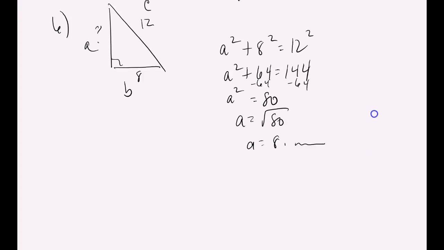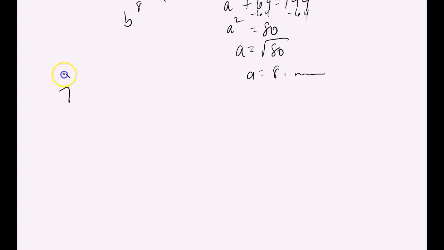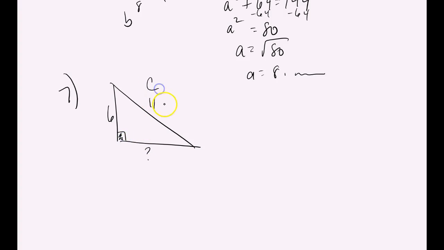All right, number 7. This is a 6, and that's an 11. So we're looking for the bottom of this triangle. Which one of them is C? Well, C's across from the right angle, so this is C. That means the other two could be A and B.